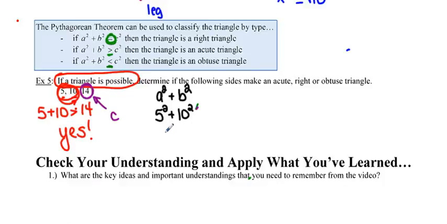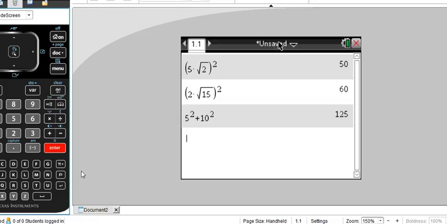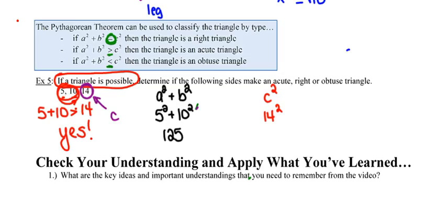So a squared plus b squared is 125. C squared is what I want to compare that to, or 14 squared. You may or may not know that 14 squared is 196, but if you don't, just go type it into your calculator. And it just confirms that this is 196. So in this case, the square of our longest side is greater than the squares of the 2 smaller sides added together. So that's this scenario right here, telling us that this triangle is obtuse.